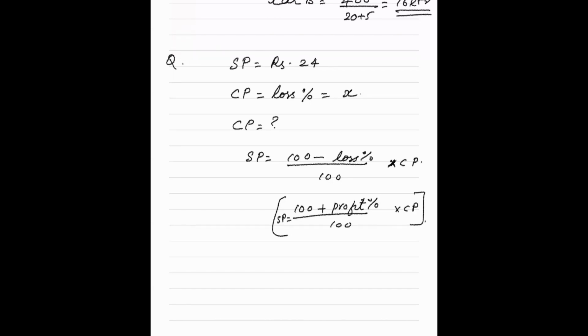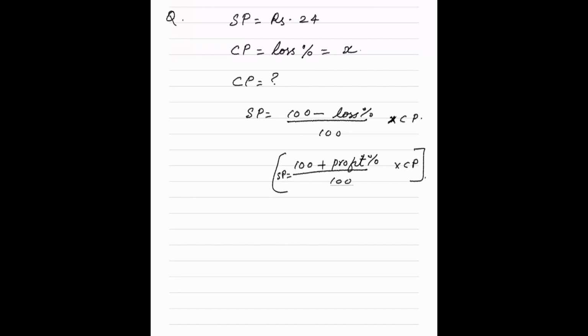Okay, so how do you calculate loss? CP minus SP. So I am going to consider the cost price as X, because this is unknown. We don't know what the cost price is, so I am just taking X as the cost price. SP is equal to 100 minus loss percentage divided by 100 into cost price. The formula would be 100 plus profit or gain percentage divided by 100 into CP. This is how you will write for SP, for profit. But in this case, we have loss.